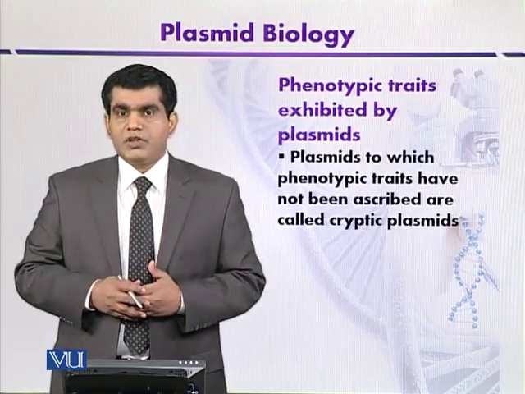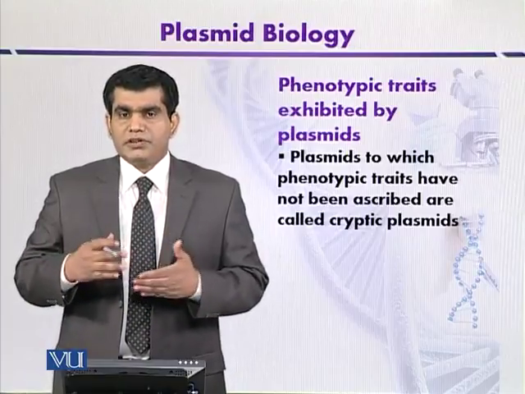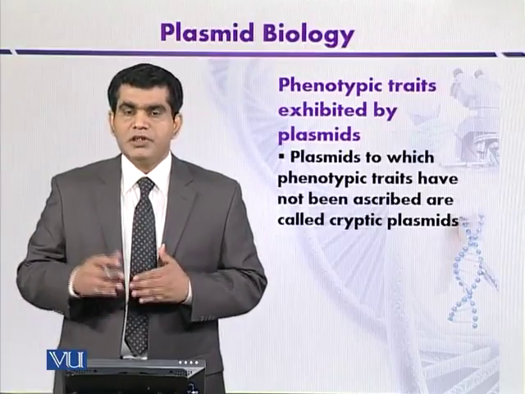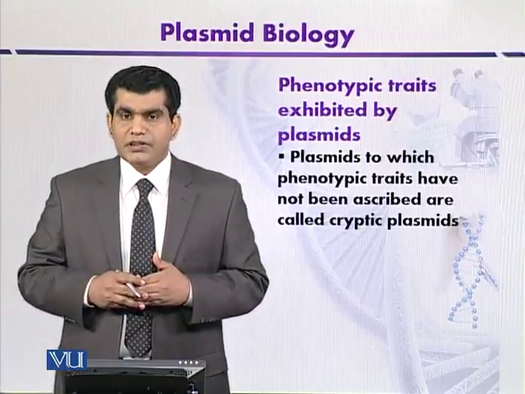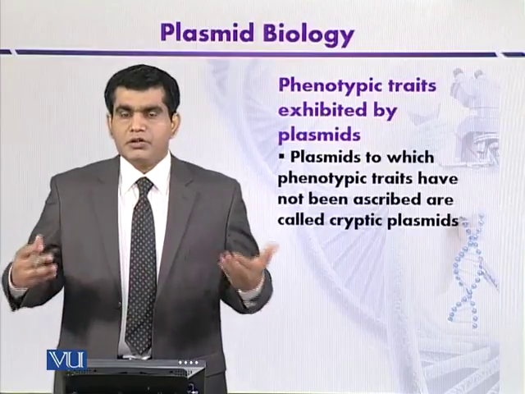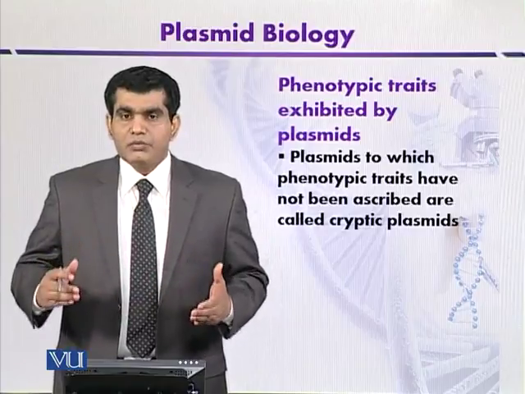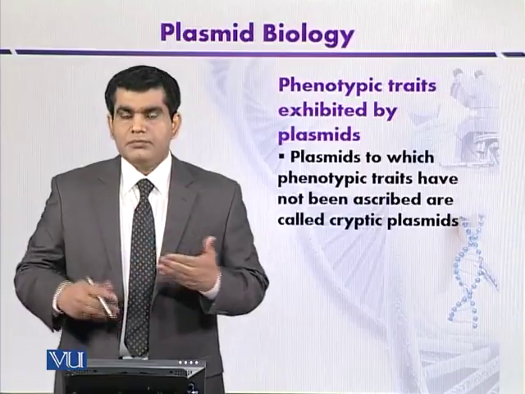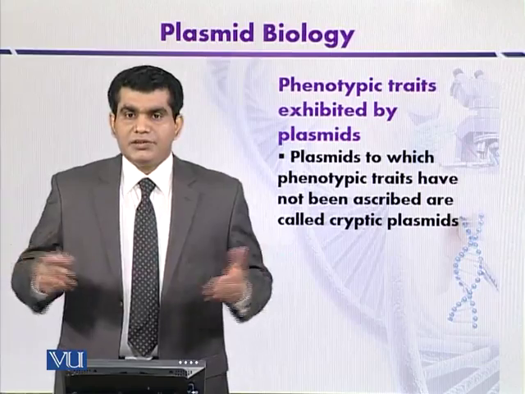But in nature, there are some plasmids whose function is not well elucidated or known. So those plasmids that do not contain well-known functions are called cryptic plasmids. So overall, we can conclude here that if microbes contain extra chromosomal DNA in the form of plasmids, then they can enjoy selective advantage under natural conditions.